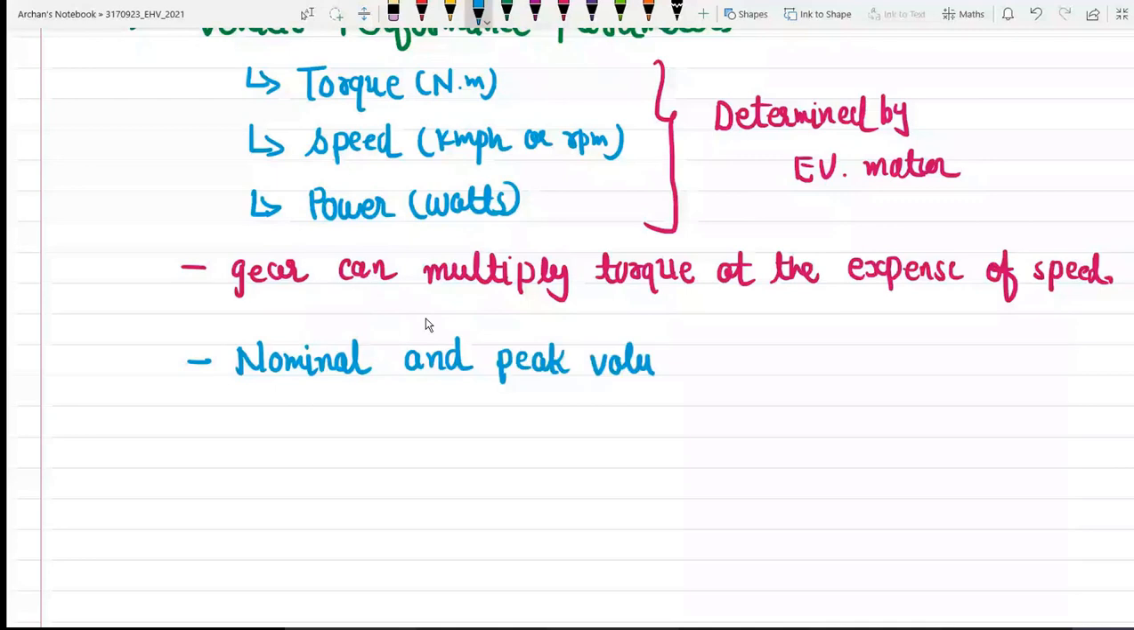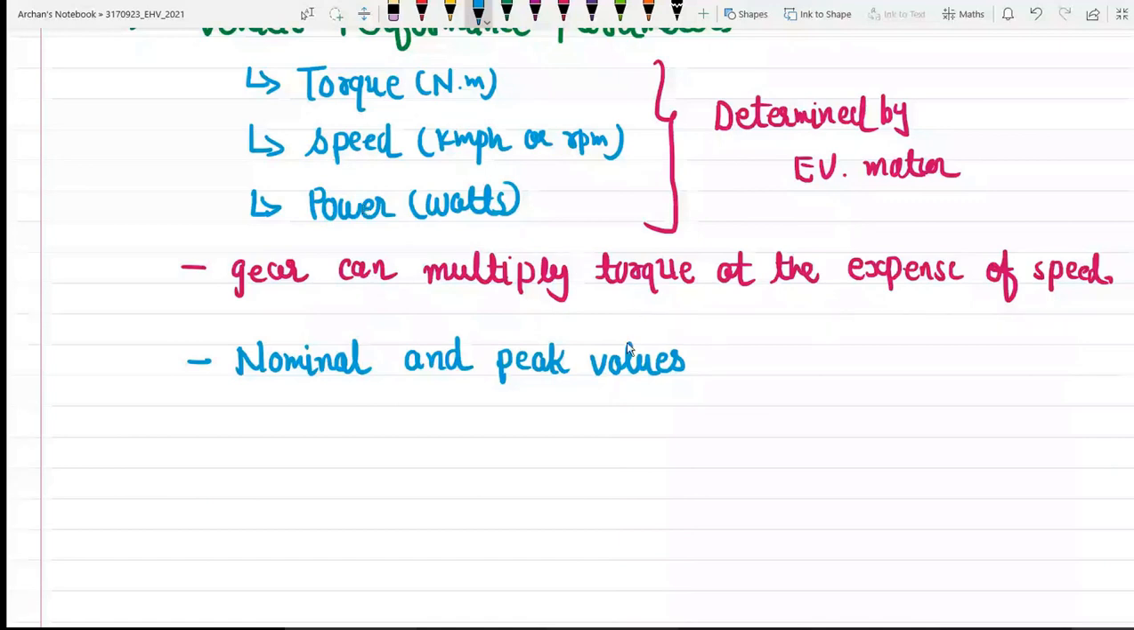Okay, so what are the nominal values? Definitely nominal values of this torque, speed, and power, as well as peak values of this torque, speed, and power. Well, when will we get these peak values? Peak values are for a short time, say some 10 to 20 seconds.